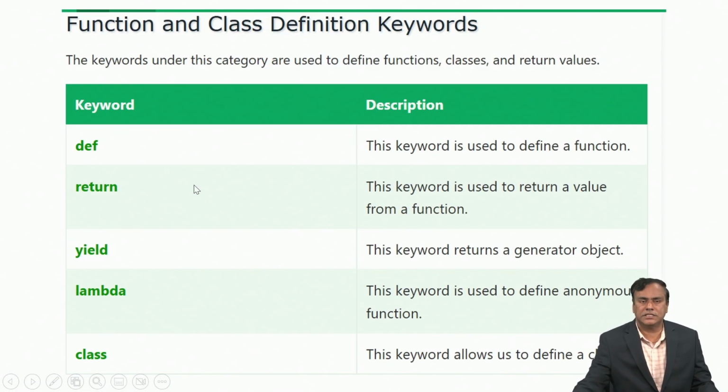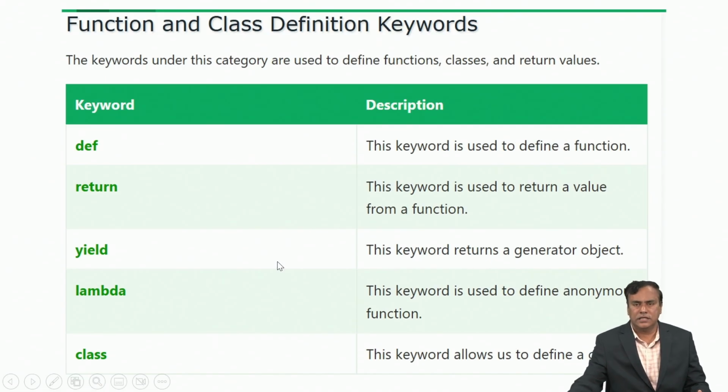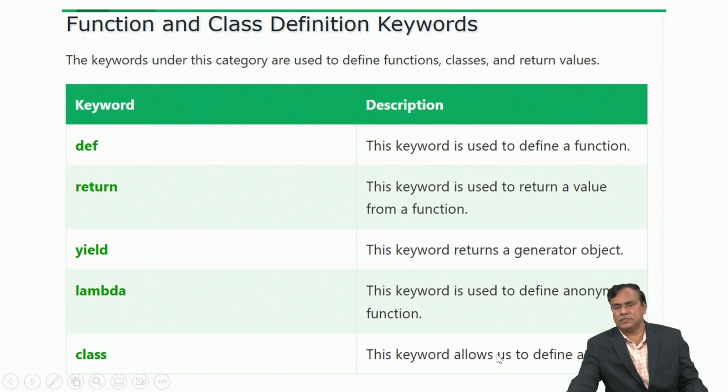Coming to the next keyword, return, it is used to return a value from a function. Moving on, the next keyword is yield. It returns a generator object. When I take an example, you can more clearly understand the use of these keywords. The lambda keyword is used to define an anonymous function, and the class keyword allows you to define a class.